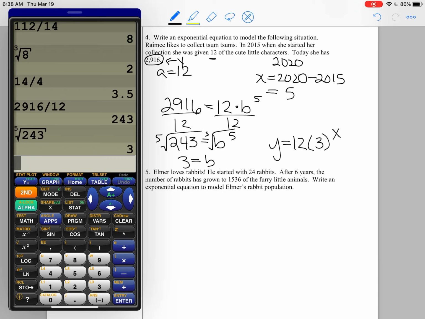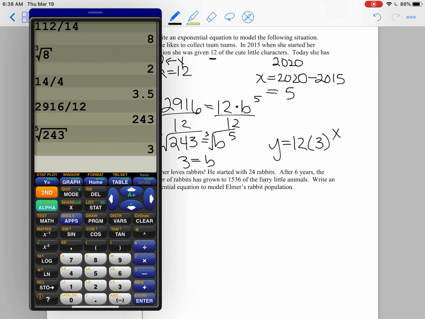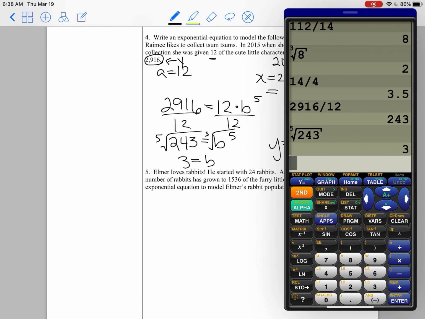Now if you didn't catch the fact that they gave us the original, we could also do this. I'm going to move my calculator over, if it'll let me. I'm going to do it like the way we were doing it. So we started in 2015. So I'm going to give you 2 ways. You don't have to write this down if you understood the other one, but if you didn't understand, write this one down. In 2015 we had 12. And today, which is 2020, she has 2,916.